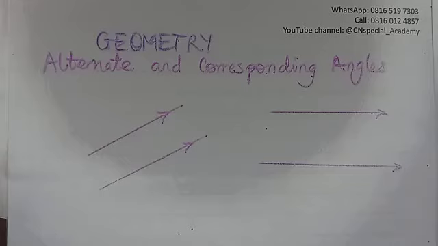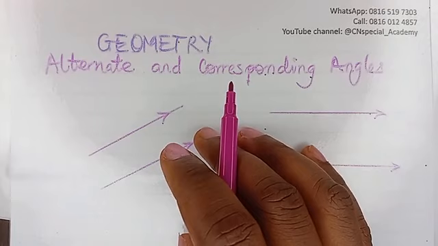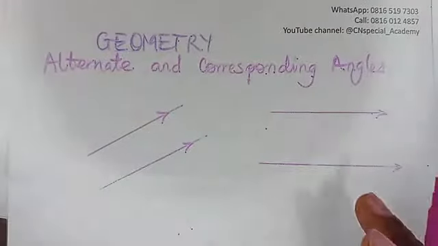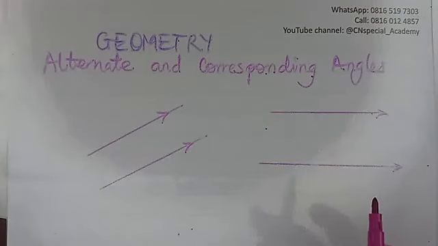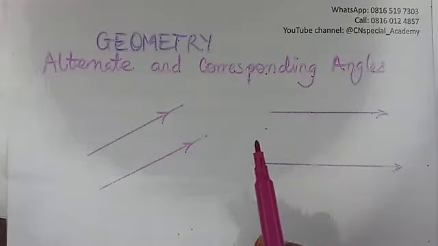In this video we are talking about geometry, which is the study of properties of shapes. So we are looking at parallel lines in this particular video and then their transversals. Let's first of all start with parallel lines. We see that parallel lines are straight lines that can never meet.